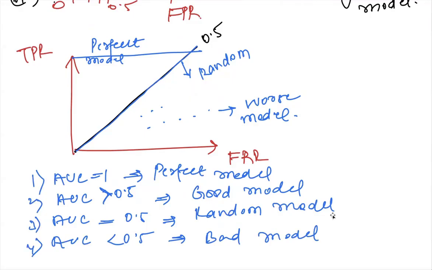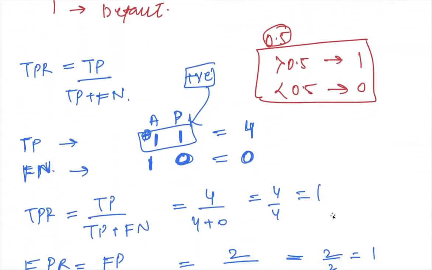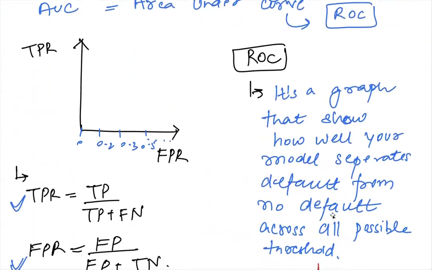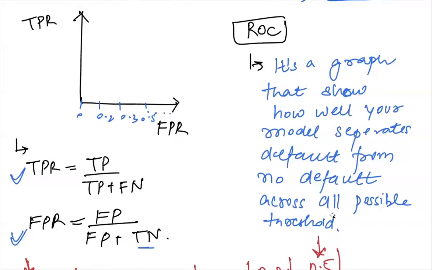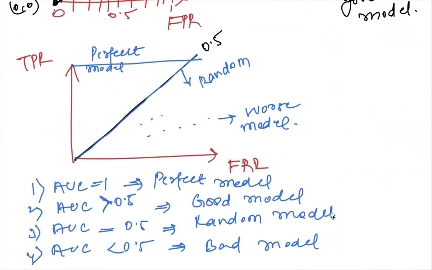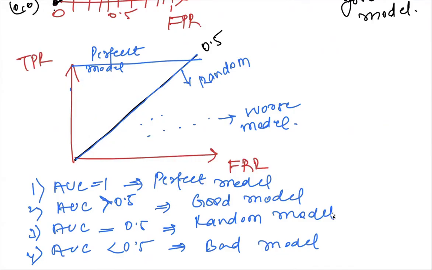What we are essentially doing in the ROC is, it is a graph that shows how your model separates default from no default across all the possible thresholds. This is what ROC means, and AUC means the area under the curve. This is your area under the curve. We say that the more the area under the curve, the better the model is.